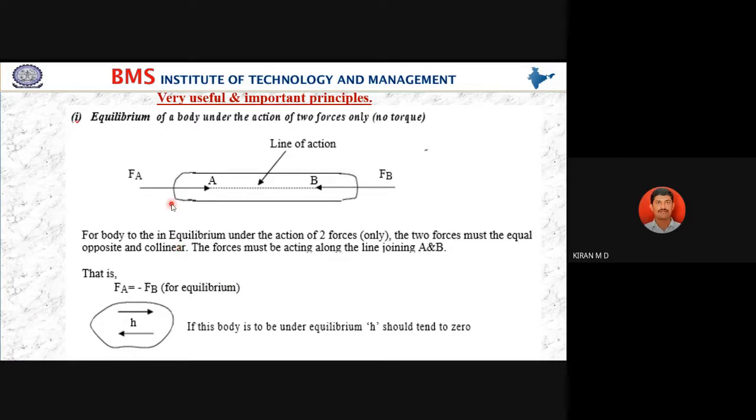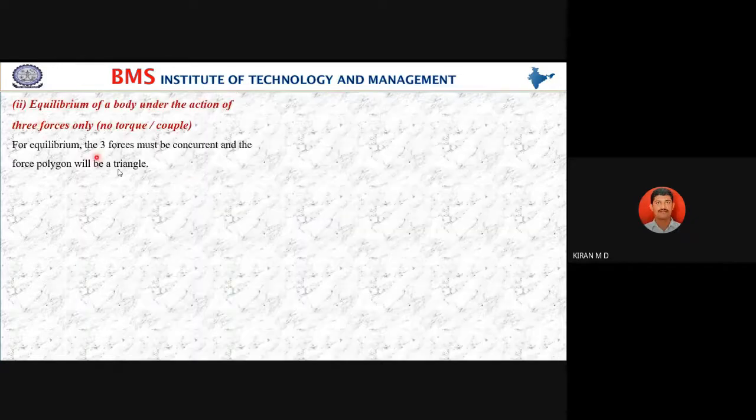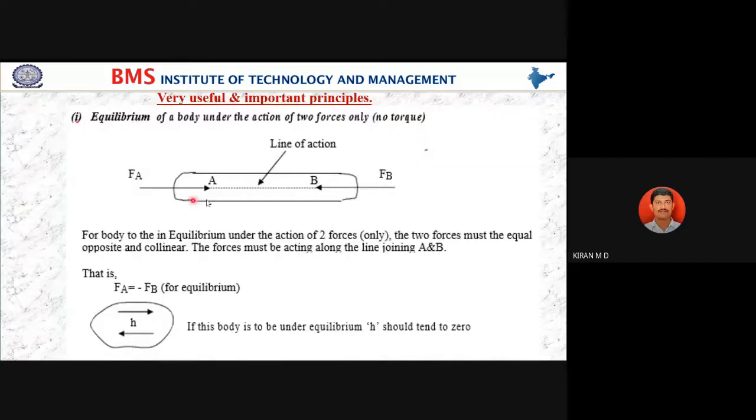Is it clear about this? Okay, next one. So next is equilibrium of a body under the action of three forces only. Here also only three forces, there is no torque or couple. So for equilibrium, all three forces must be concurrent and the force polygon will be a triangle. In case of two forces, they should be in the same line and in the opposite direction. Then only we can achieve the equilibrium condition.